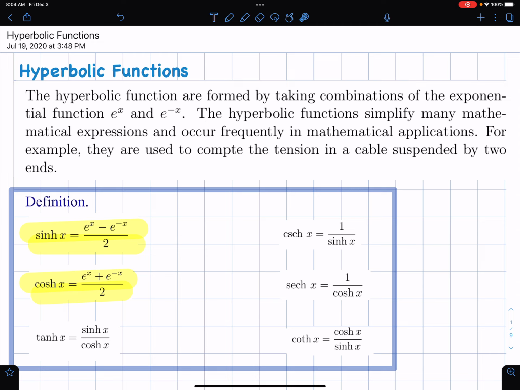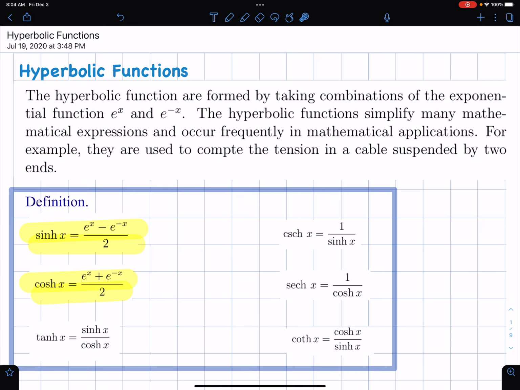You maybe could do without the hyperbolic sine and hyperbolic cosine because they're just a linear combination of e to the x and e to the negative x. The hyperbolic functions simplify many mathematical expressions and occur frequently in mathematical applications. For example, they are used to compute the tension in a cable suspended by two ends.